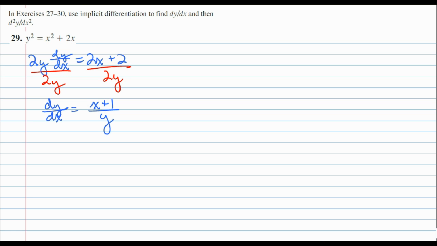Now in finding the second derivative, I again am going to have to use the quotient rule. And I can't leave the expression dy/dx in my second derivative, which, I mean, it got there because I took the derivative of y. So I need it, but I want to replace it. So I'm going to replace it with what I found dy/dx to be, (x plus 1) over y.